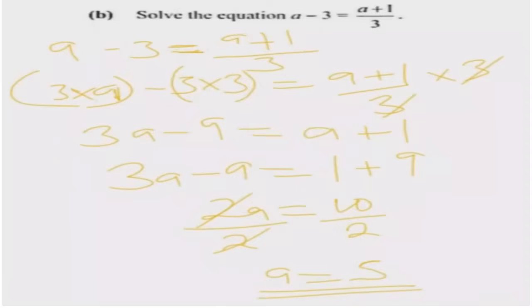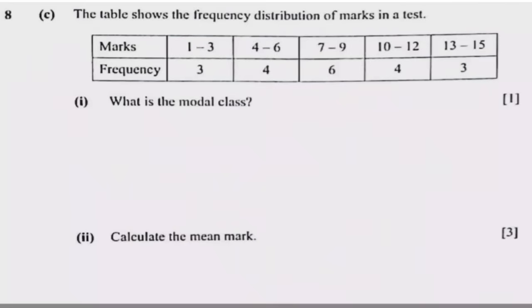Okay, so if you have got questions, I'm here to answer them, but basically this is how you solve this question. Question 8c is as follows. The table shows the frequency distribution of marks in a test. Marks 1 to 3, we have 3. 4 to 6, we have 4. 7 to 9, we have 6. 10 to 12, we have 4. 13 to 15, we have 3.